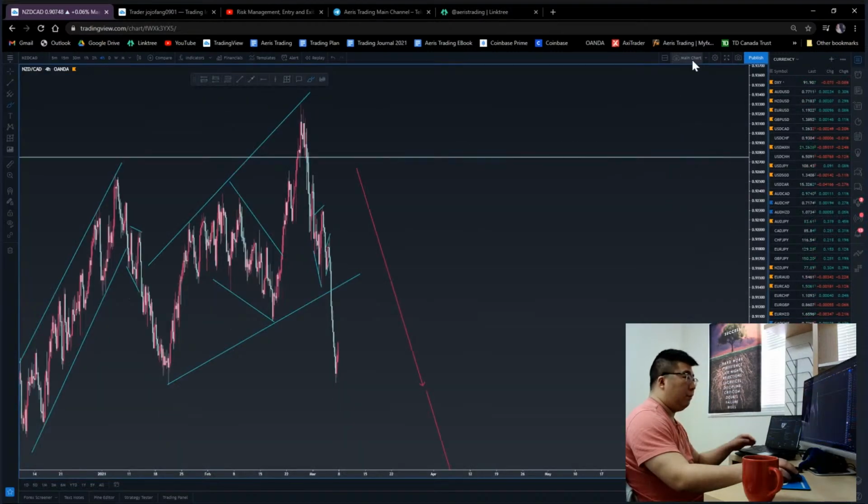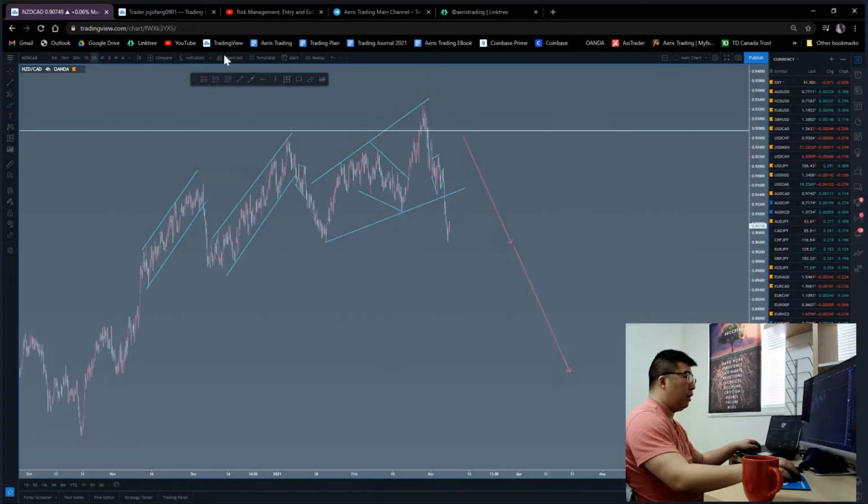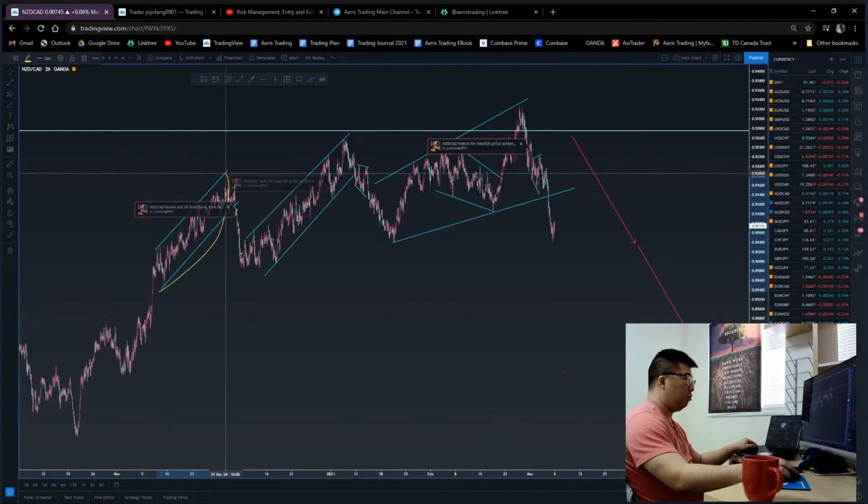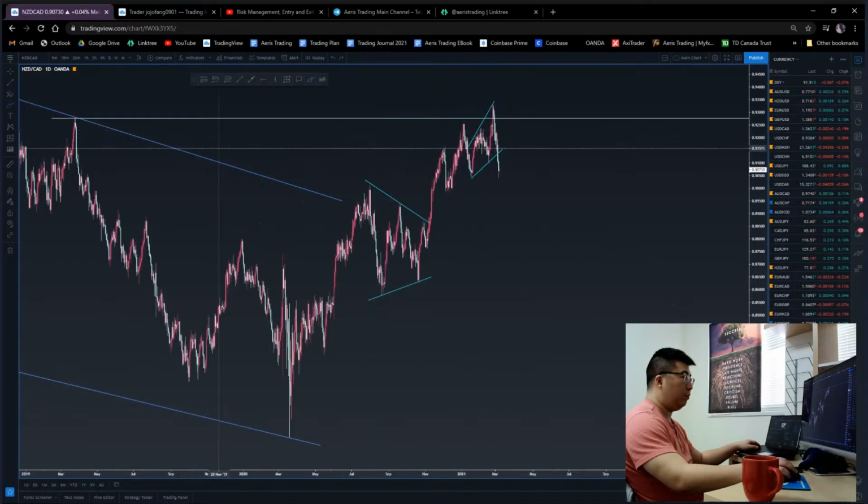So let's look at a few more. Kiwi Cad, I think Kiwi Cad is looking great. Let's talk about Kiwi Cad. If you guys recall, I was trying to sell this several times, sell it from here, sell it from here. But this third time is looking very clean. It's even better, in my opinion, because this move down is actually breaking above this previous high.